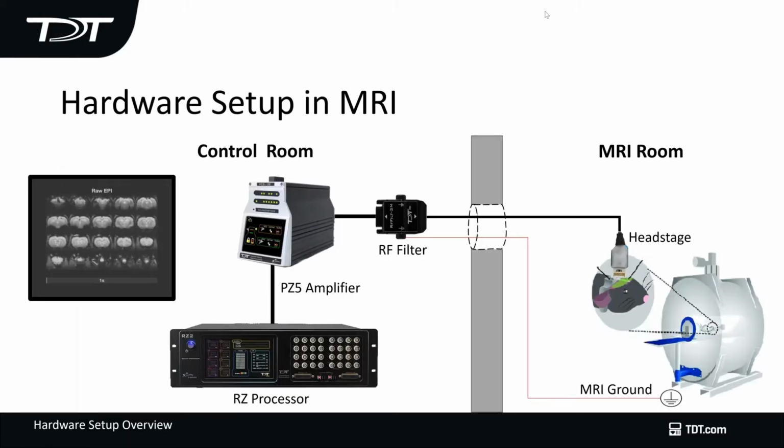And so here is an example of how we've designed the system to minimize any scanner artifact. The first thing we do is we have our non-ferrous head stage connected to an MRI-compatible electrode. And that goes via a very long cable, up to 6 to 7 meters, into the control room, and that's connected to our RF filter. The RF filter is tied to the ground on the scanner. All right, and this basically removes almost all of your scanner artifact, as you can see over here, and then they get processed by the RZ processor.